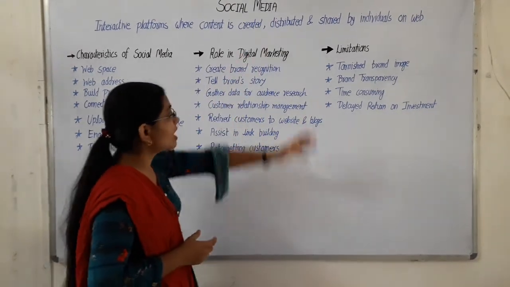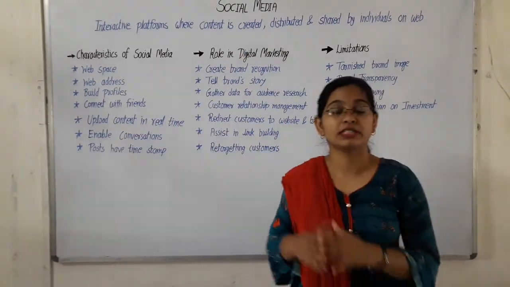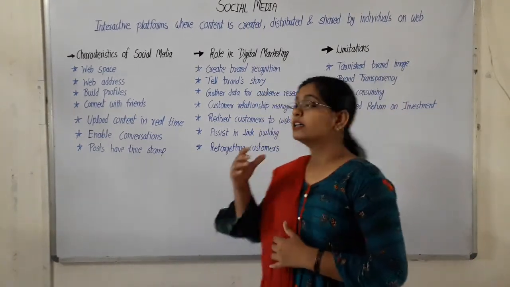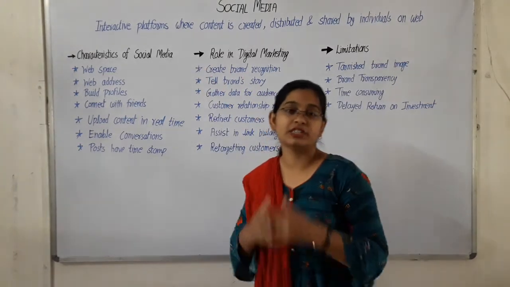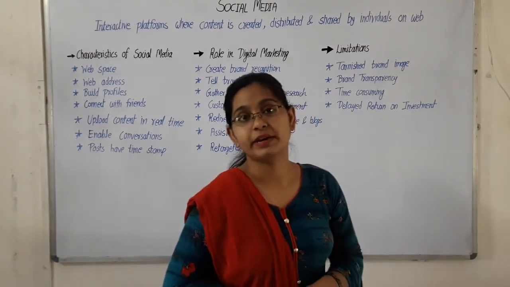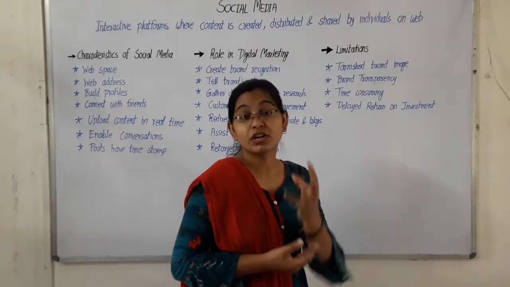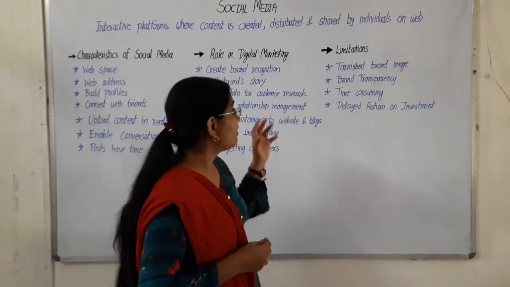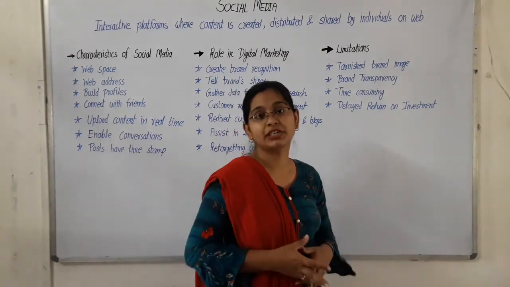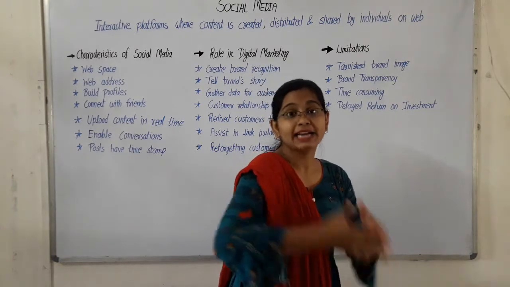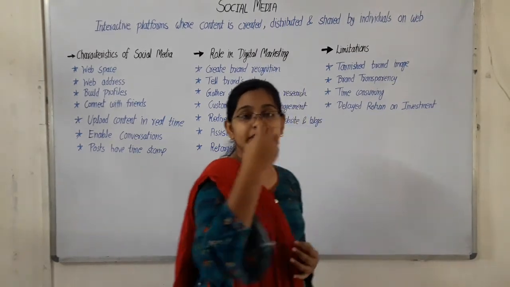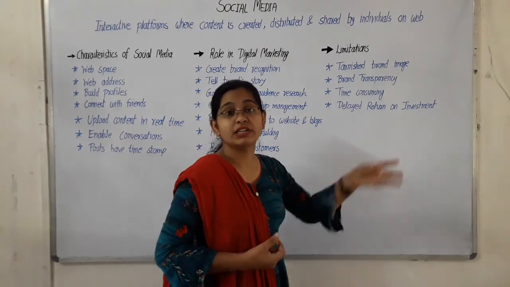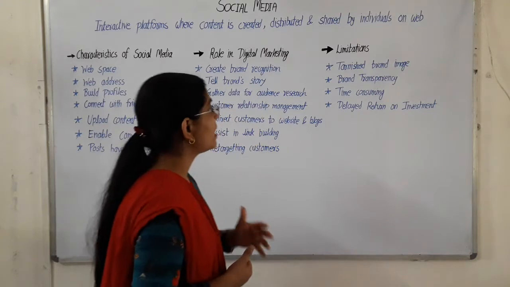So this is all about the concept of social media. Here we have discussed the basic definition or concept of social media. Then we have seen different characteristics which are common in each and every social media platform. Then we have seen the role of social media platforms from the perspective of digital marketing. After that, we have seen certain limitations which limit brands in executing digital marketing on various social media platforms. So this is all about social media.